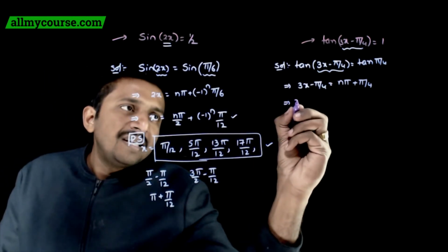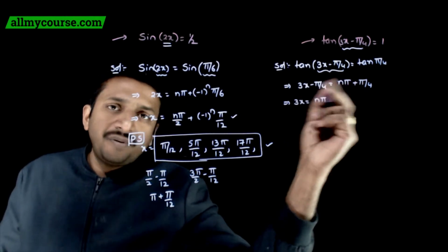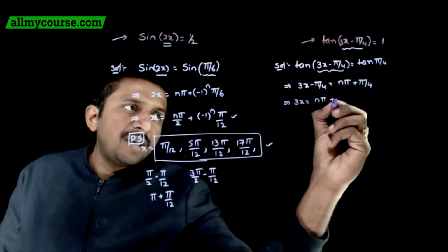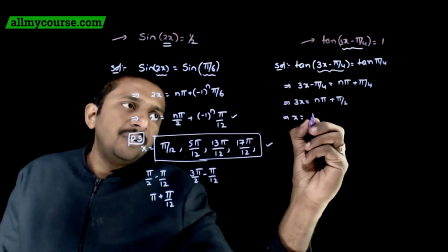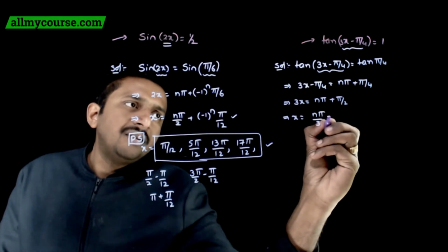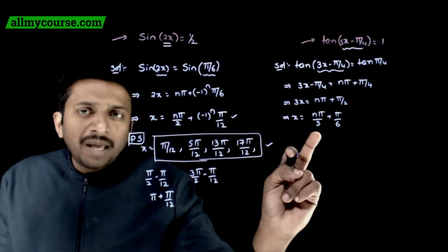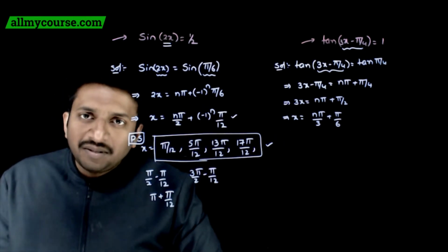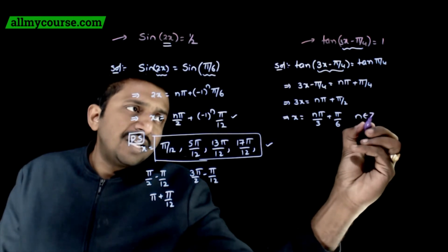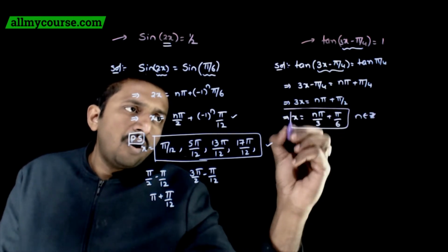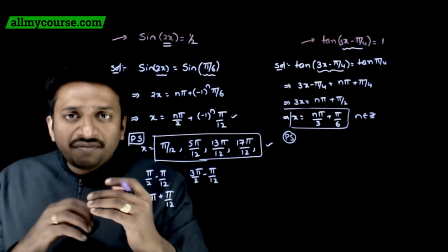This implies 3x is equal to n pi, and minus pi by 4 going to that side, you get pi by 4 plus pi by 4, which is pi by 2. This implies x is equal to n pi by 3 plus pi by 6. So this is the general solution. If I want the principal solutions, I just need to search for solutions in the first rotation.